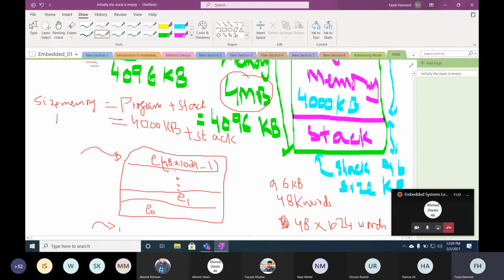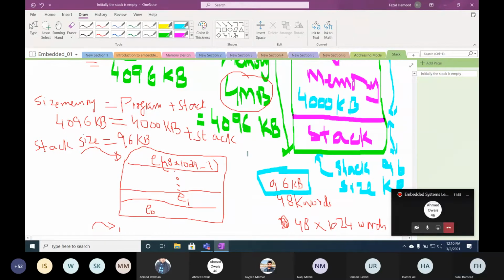And what is the total size of memory? 4096 kilobyte. So what should be the stack size now? Sir, 96 kilobyte. So stack size is now 96 kilobyte. If the stack size is 96 kilobyte, we can write it like this: it is equal to 48K words, because we assume that each word consists of 2 bytes.